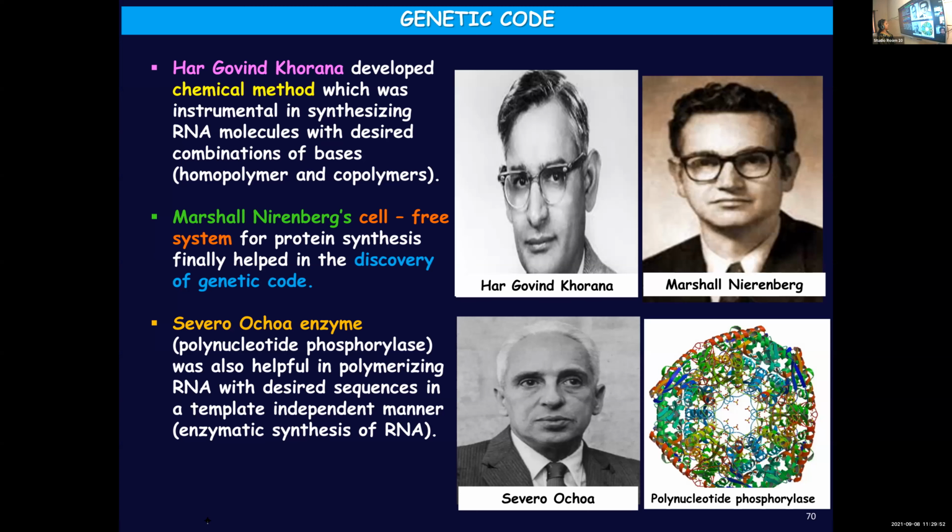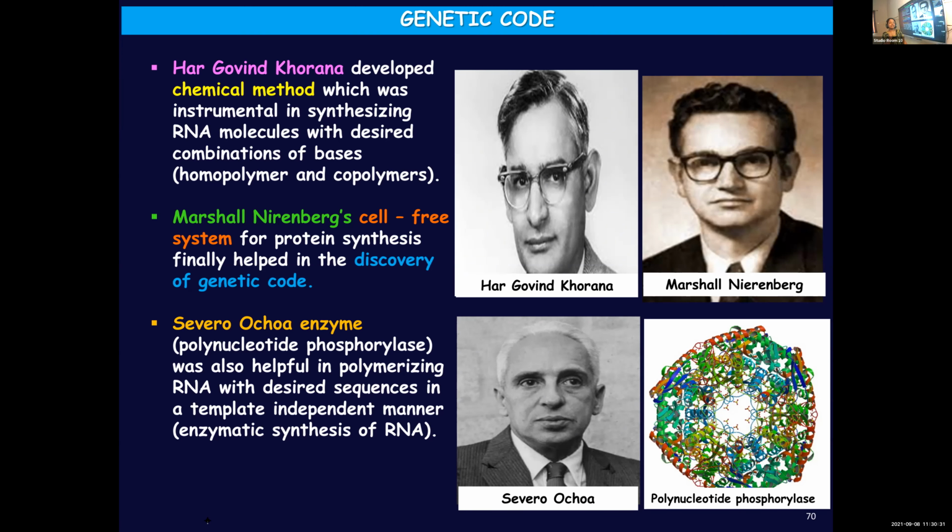Severo Ochoa: the enzyme is named after the scientist Severo Ochoa, and the name of the enzyme is polynucleotide phosphorylase. This enzyme was also helpful in polymerizing RNA with desired sequences in a template-independent manner. In all these 3 cases, the scientists decided to manipulate the synthesis of proteins. Usually it happens naturally in our body, where the information present on RNA is translated into proteins.